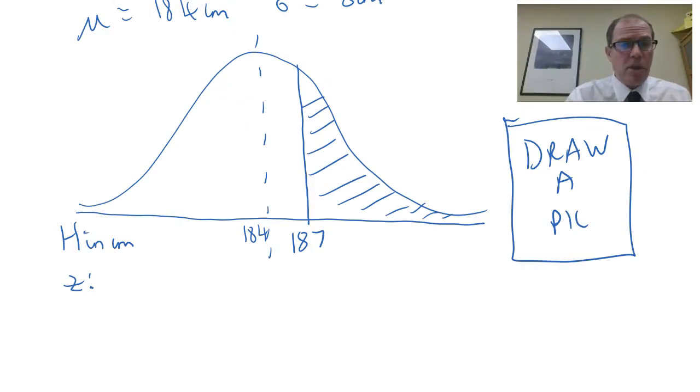Always draw a picture. So I've drawn the normal distribution here, and I've marked on it the area I'm looking for, above 187 centimeters. I've done a dotted line at the mean, 184 centimeters, and I've left it blank to put in my z-scores, which I'm going to calculate now. So always draw a picture.